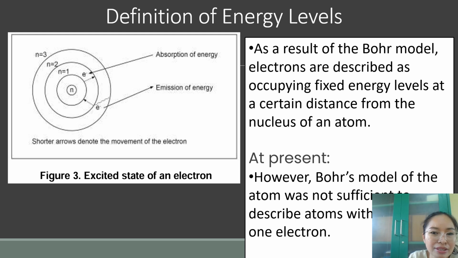As a result of the model, electrons are described as occupying fixed energy levels at a certain distance from the nucleus of an atom. But at present, Bohr's model of the atom was not sufficient to describe atoms with more than one electron. So the Bohr model is no longer accepted, but the concept of energy level is still anchored to Bohr's atomic model.